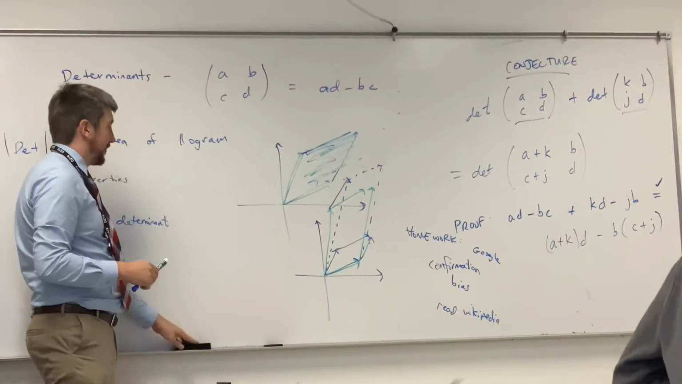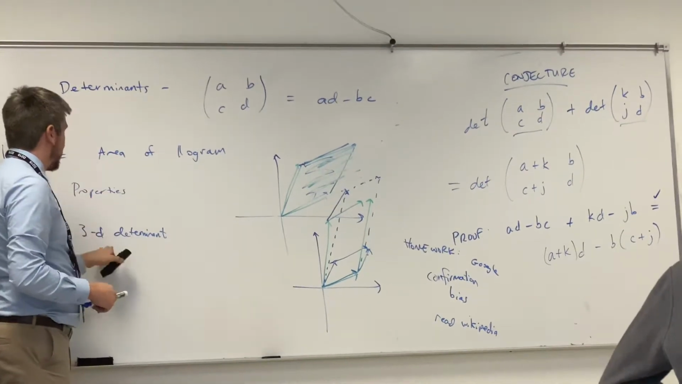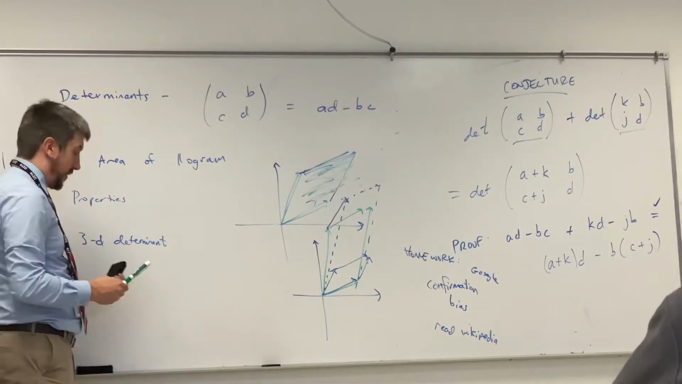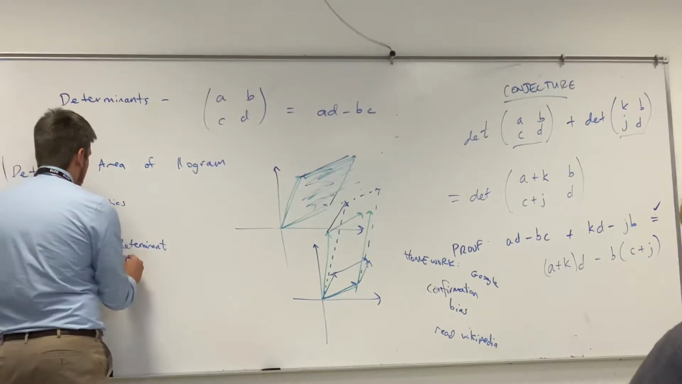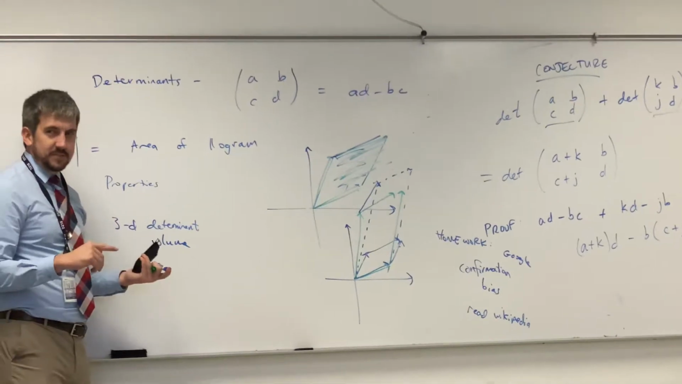Okay, we do want to figure out what a 3x3 determinant is. If a 2x2 determinant is area, what should a 3x3 determinant be? Volume. It should be volume. But it's not, we already know volume. Have we found the volume if we have 3 vectors in 3 space?